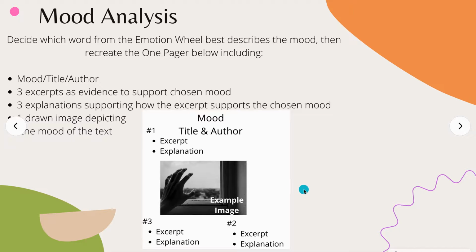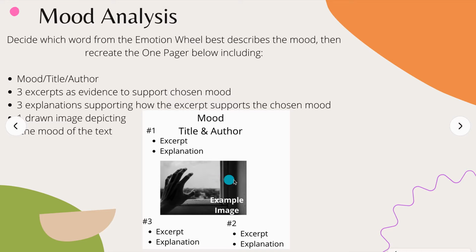You can use this example here as a model for your own work. It doesn't have to look exactly like this. All of these parts can be in different locations on your paper. It doesn't have to look any one way, as long as you have all of these bullet points on your one-pager. You might start with your mood, your chosen mood word at the top of your page, followed by the title and the author of the text. Then your first example with an excerpt and an explanation, your second, and your third.